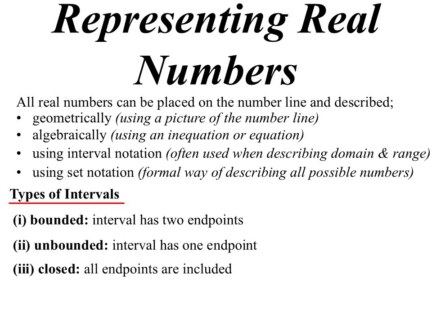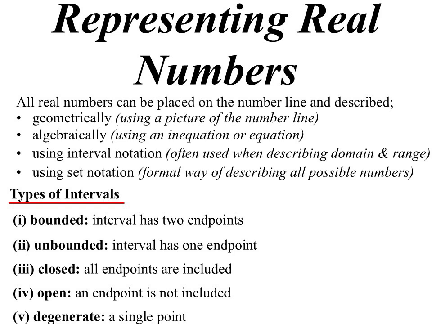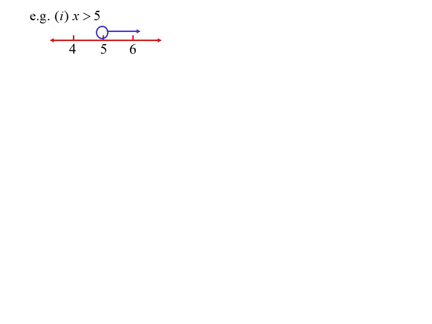When you made it solid, it meant it was included. When you made it dotted, it meant the boundary wasn't included. So it's the same here. It's closed or solid, that means the endpoints are included. It's open if the endpoint's not included. It's the actual boundary not included itself. And then we have this special one, a degenerate. That's just a single point. Just a single point.